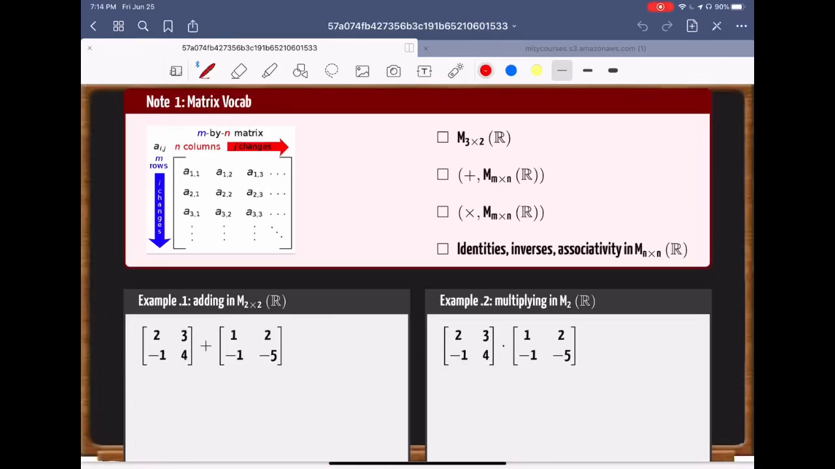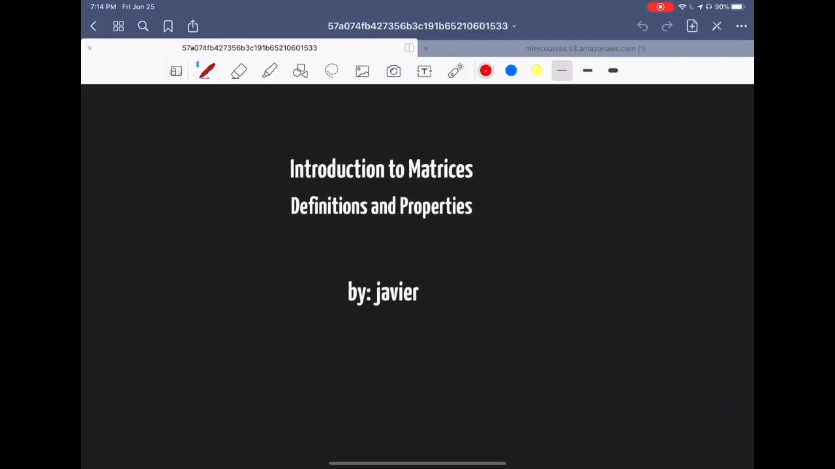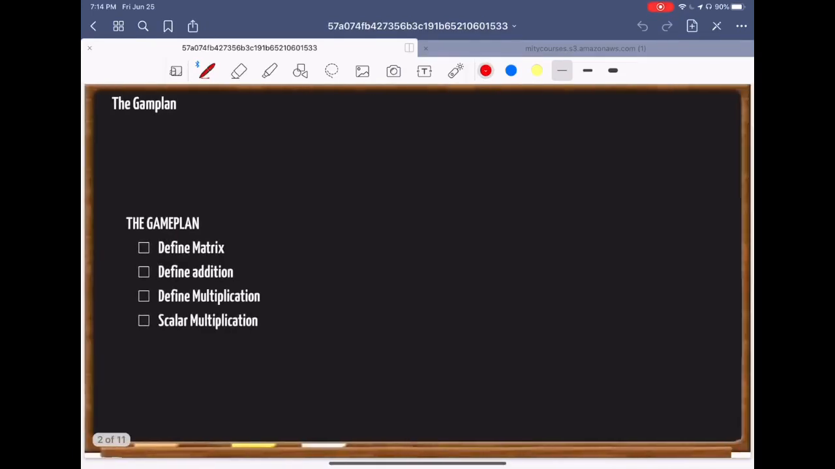All right, so welcome to another lecture for linear algebra. Today we're learning about matrices, some super basic things. For example, we hope to learn the basic definition of a matrix, how to add them, how to multiply matrices, and maybe how to do scalar multiplication of a matrix.